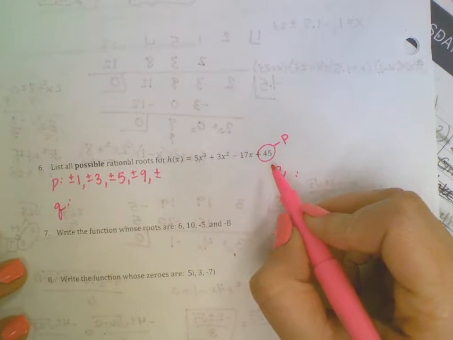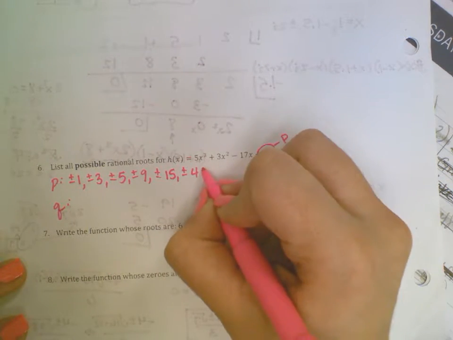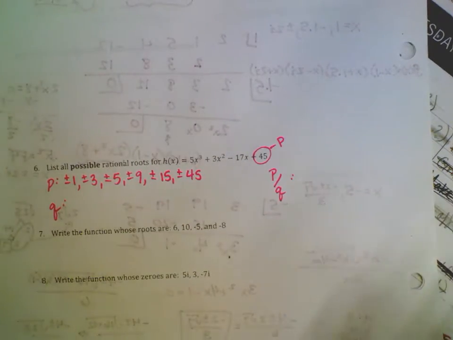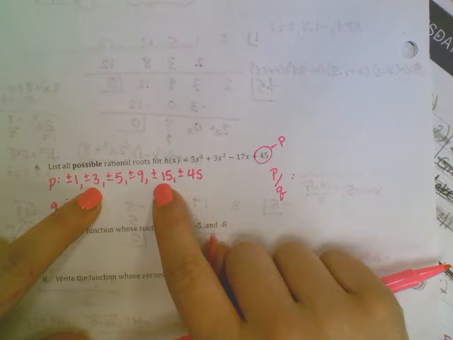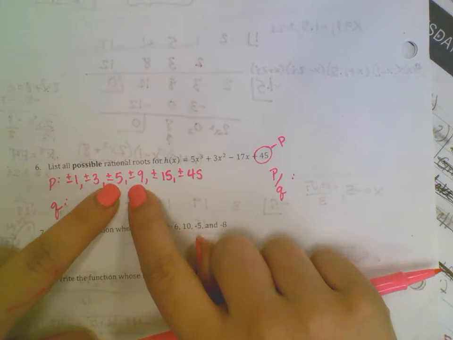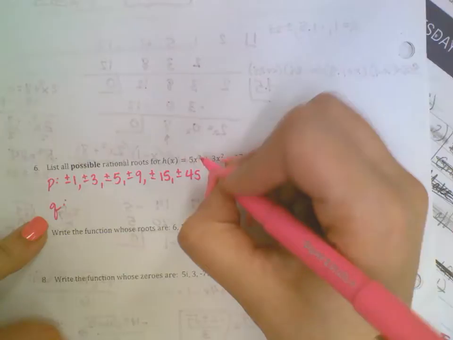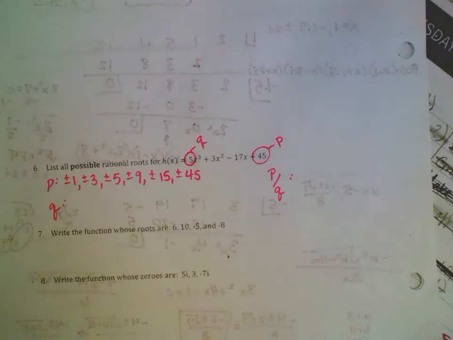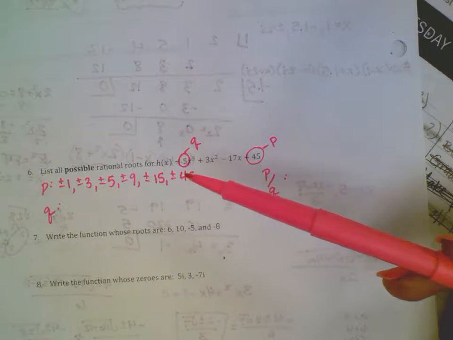And it is divisible by 15 and 45. So from there, you can also see that 1 times 45 is 45, 3 times 15, and 5 times 9. So they even each other out. Q is going to be all of the factors of your first coefficient, or the coefficient to the highest degree.